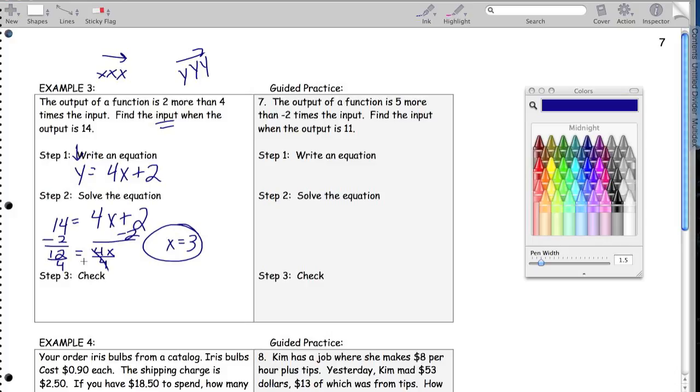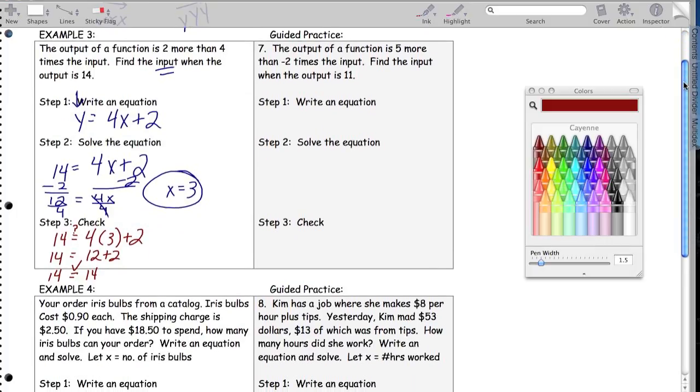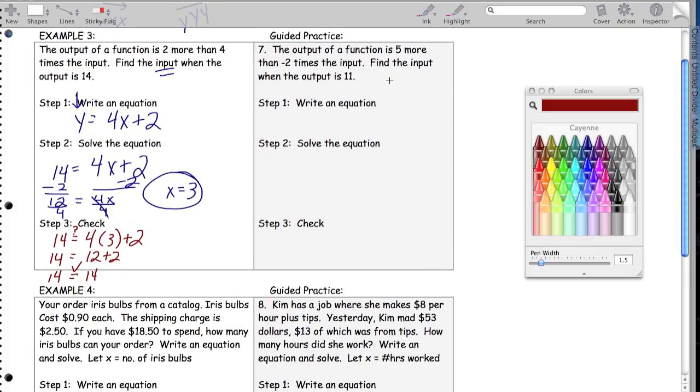Okay? And step 3, because it's always a good idea to check, is to take your answer and go back in and substitute it in for x. So does it end up that 14 is equal to the right side of our equation when we substitute 3 in for x, and we find 12 plus 2, 14 it is. So that is a solution. We did it correct. So we have found that when the output is 14, the input is 3. An input of 3 produces an output of 14. Can you guys try number 7, guided practice, on your own, please?